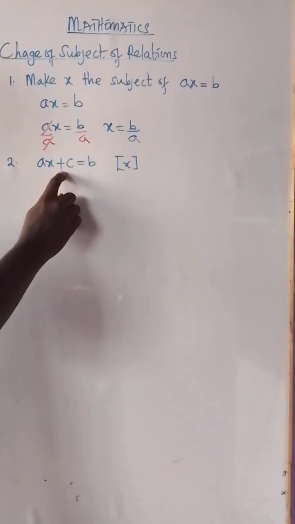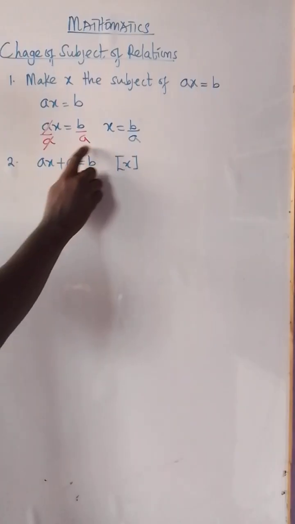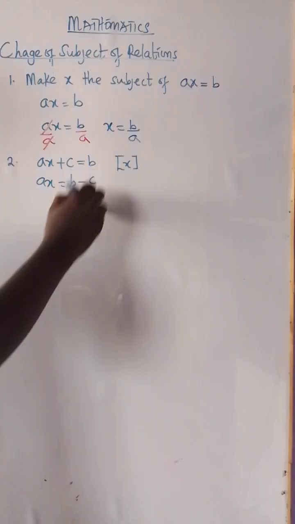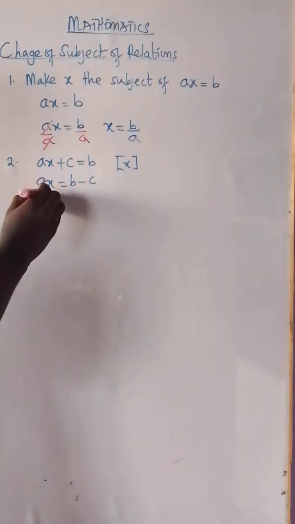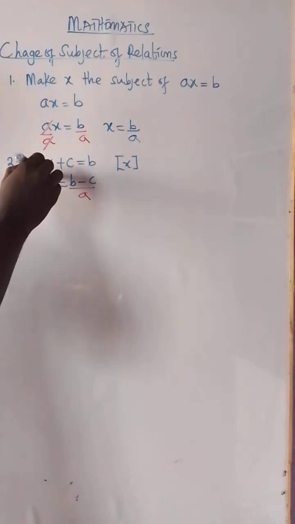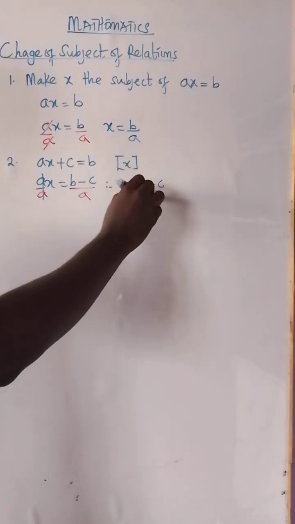So this c, we don't need it. So we need to take this to the other side. And when this plus c crosses, it becomes minus c. So we're having ax = b minus c. To get the value of x, we need to divide through by what? A. We don't need this a to be here. So that goes by a. So from here, a cancels a. Hence, x becomes (b minus c) over a.